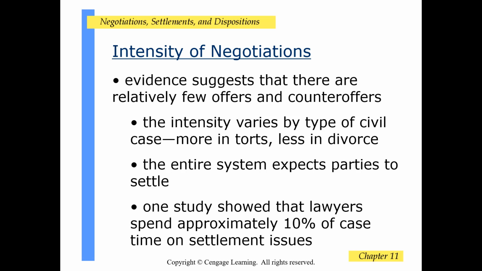Evidence suggests that there are relatively few offers and counteroffers in the course of negotiations. The intensity varies by type of civil case. There are more negotiations in torts, less negotiations in divorce. The entire system expects parties to settle through negotiation.